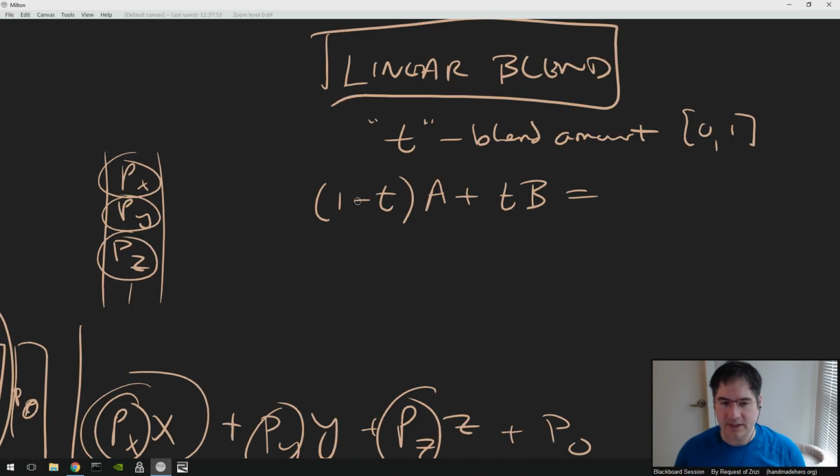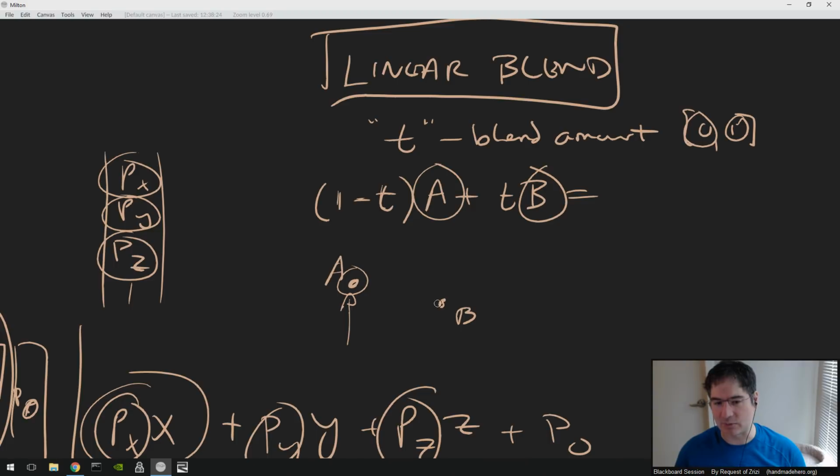This equation is a thing that goes from A to B as t goes from 0 to 1. So if these were points in space, and this was A and this was B, then if t is equal to 0, you have 1 minus t, which is 1, times A, so that's just A, plus 0 times B, which means I've gone nowhere. I've just stayed at A. If I put 1 into the equation, I have 1 minus 1, which is 0, so no A, plus 1 times B, which is just B. So at 1, I'm at B.